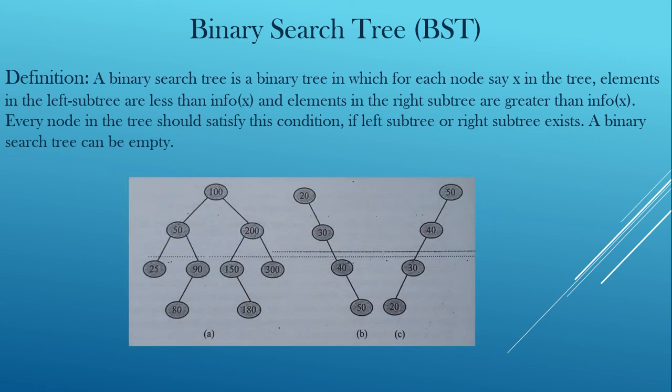This is an example of a binary search tree. In this example, 100 is the root node, and 50 and 200 are its left subtree and right subtree. Here we can see that the elements on the left are smaller compared to the elements on the right. Also, 50 is the root of the subtree for 25 and 90. Here the left child, 25, is smaller than 90. So this is a binary search tree, and these two are some other examples of binary search trees.